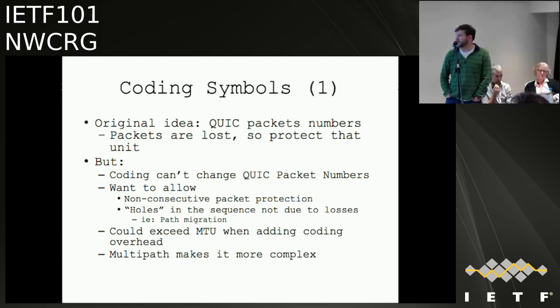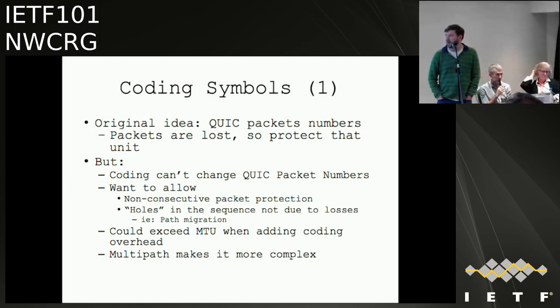However, we can't change the packet numbers, or we don't want to in such a scheme. But we do want to allow things like non-consecutive packet protection, because maybe some packets are important and others are not, for previous reasons. We can have issues with things like path migration, which cause huge jumps in packet number space. And so in general, the interaction between the packet numbering and the coding could become a little messy in some edge cases that we didn't really want to deal with.